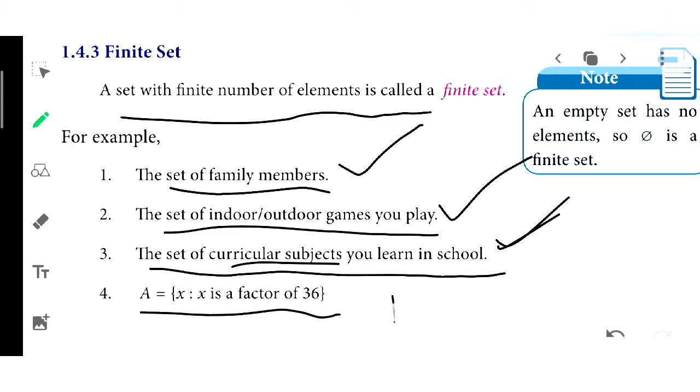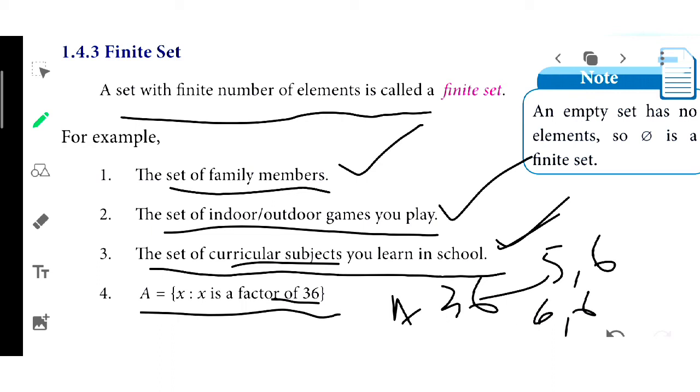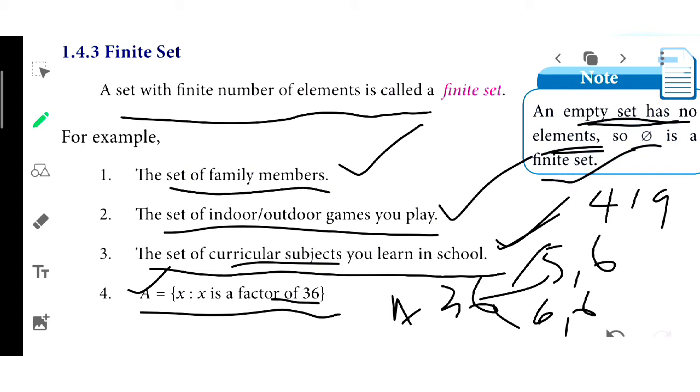And lastly we have a set A which has the factors of 36. We can find the factors of 36: 6 is a factor of 36, and 6 into 6 is 36, and also 4 into 9 is 36. Likewise we count the factors of 36, so that is a finite one, and that is called a finite set A. Okay, is the empty set a finite set? Yes, the empty set, which has no elements and is written with this symbol, is a finite set. We have to note this point.